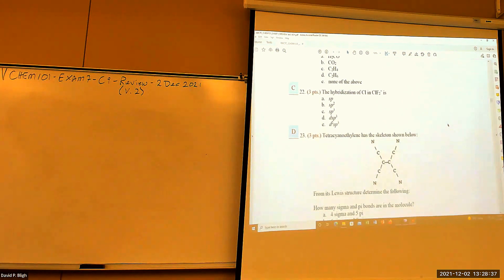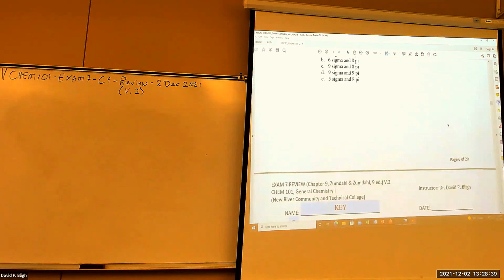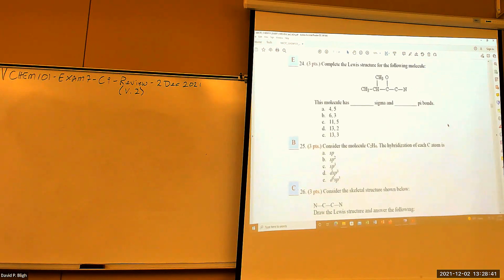We already did this one. 23. Let's see. One of this 24. Okay, work. Is there anything to be gained from that? Complete the Lewis structure. This molecule has how many sigmas and how many pi's? Okay, we'll do that one. 24.